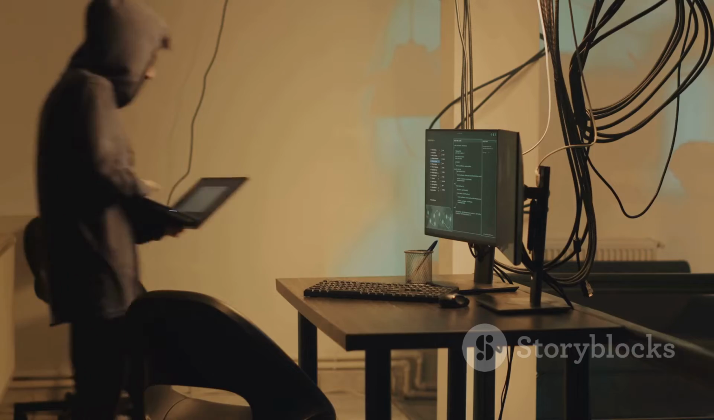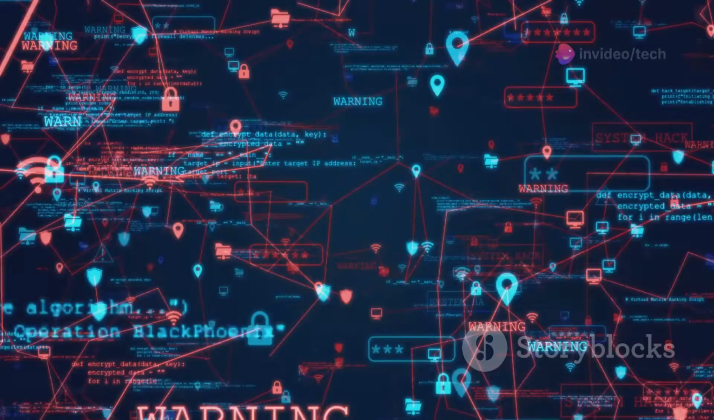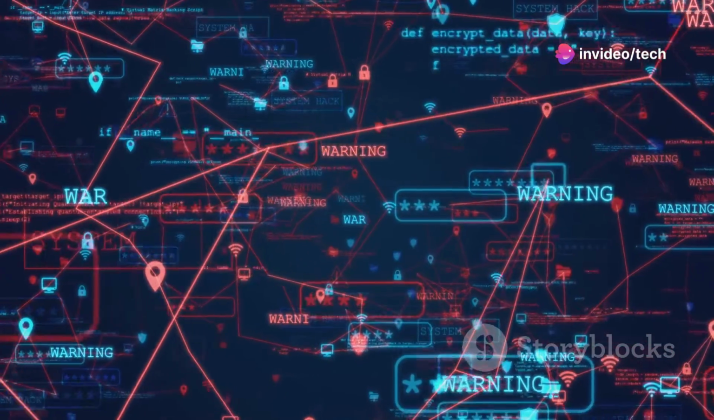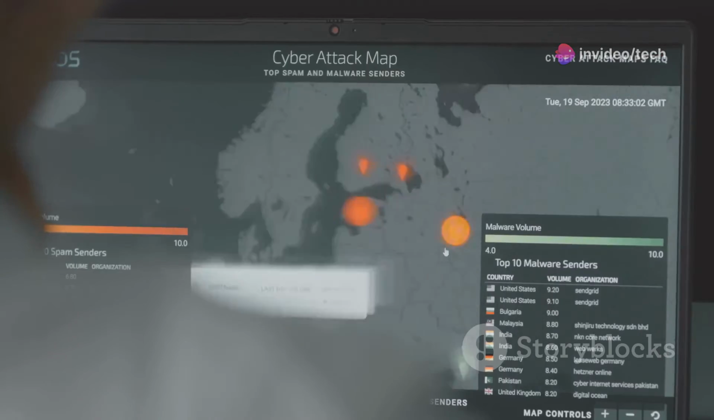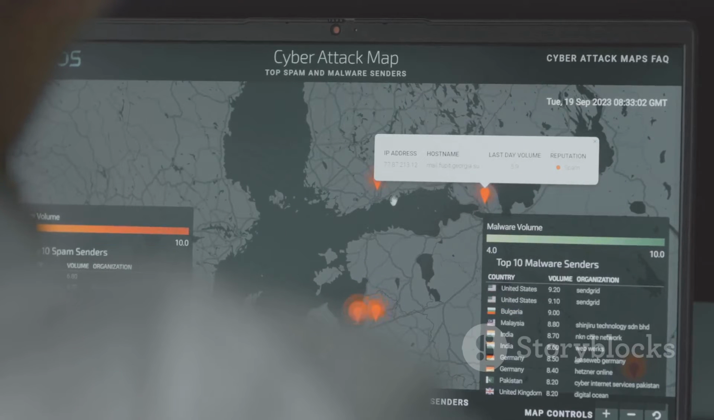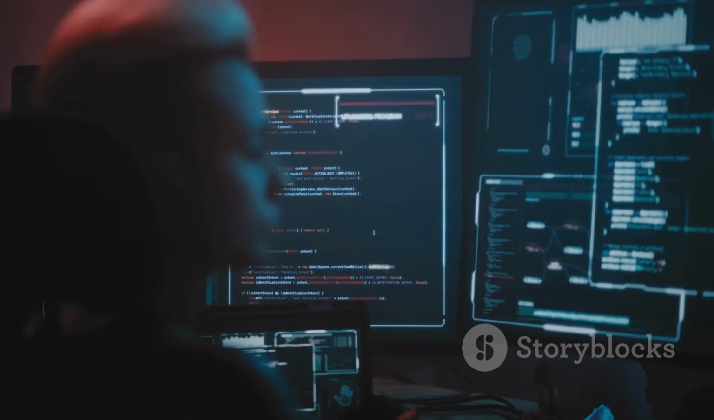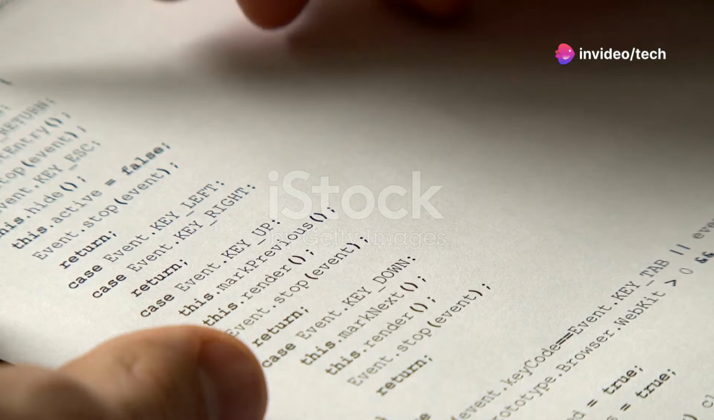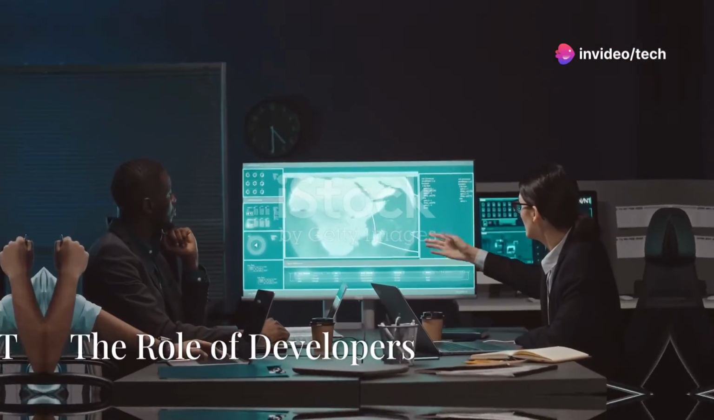Vulnerability scanning is another essential component of security assessments. Automated tools scan applications for known vulnerabilities, including access control issues. These scans provide a comprehensive view of the application's security posture and highlight areas that require attention. Regular scans ensure that new vulnerabilities are promptly identified and addressed. Code reviews are equally important.